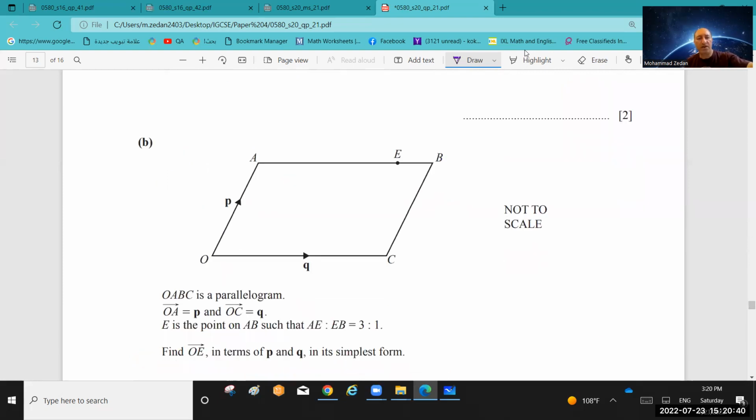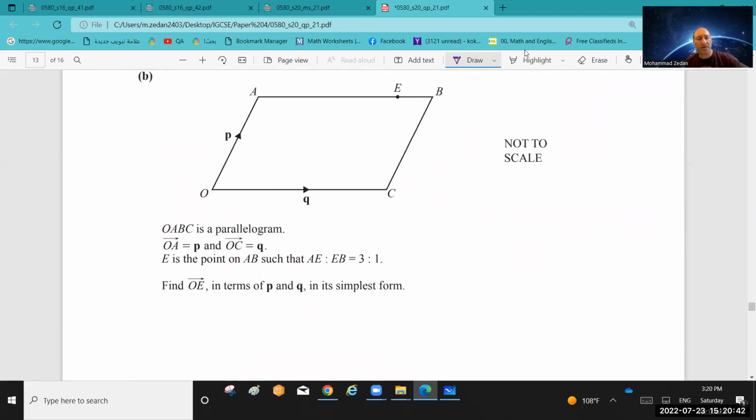I have here a parallelogram, a famous question in vectors. This vector is P as you see, and this is Q. The point E divides AB in a ratio of 3 to 1. This is 3 parts, this is 1 part. Find OE. You use your ruler and join this vector. I want to find this vector.